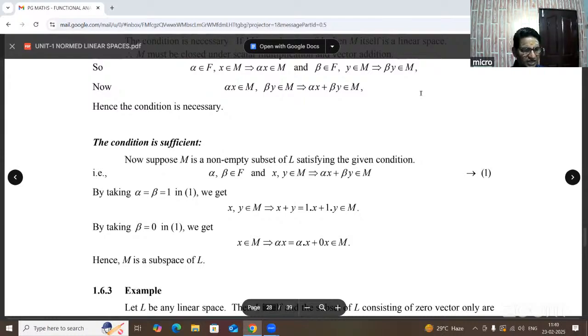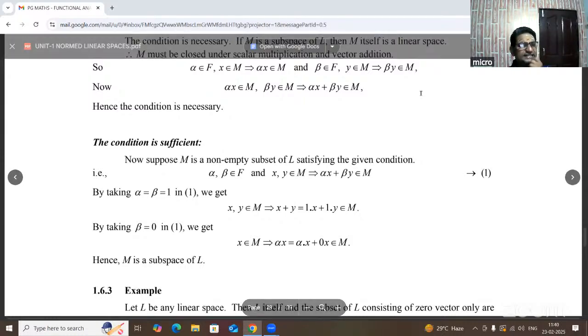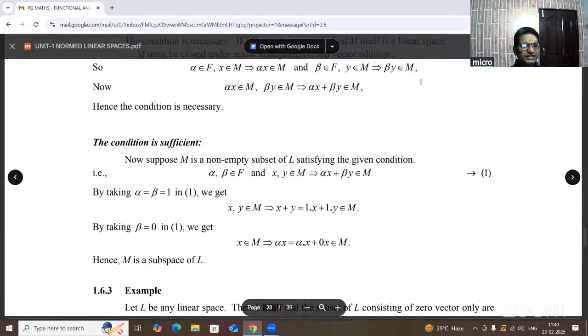Okay. Now, this is the necessary part. Necessary means we are taking the direct condition. So alpha x plus beta y belongs to M. Here, alpha x is one scalar multiplication, and beta y is another scalar multiplication. Under vector addition, alpha x plus beta y also belongs to capital M. So the condition is sufficient. Next one.